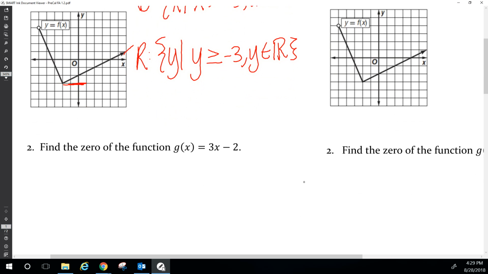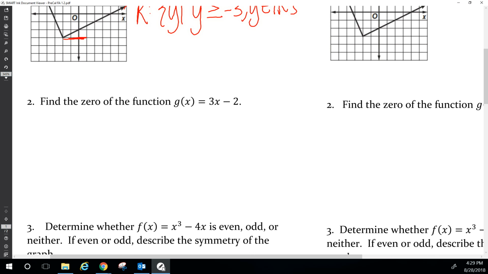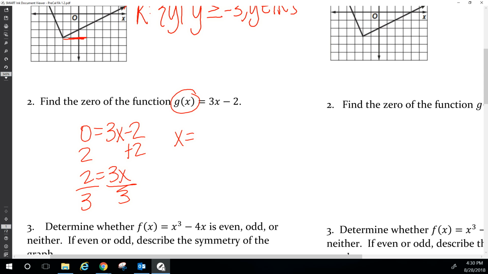All right, so for version 1, define the 0. The 0 of the function is also an x-intercept. When we are crossing the x-axis, my y value is equal to 0. So I'm going to set my y value equal to 0 and then solve for x. To solve this for x, I'm going to add 2 to both sides. 2 is equal to 3x, divide by 3. X is equal to 2/3. A lot of people got that far and left it.